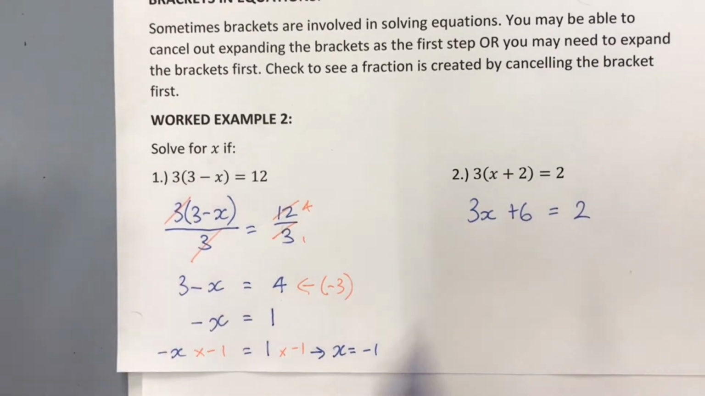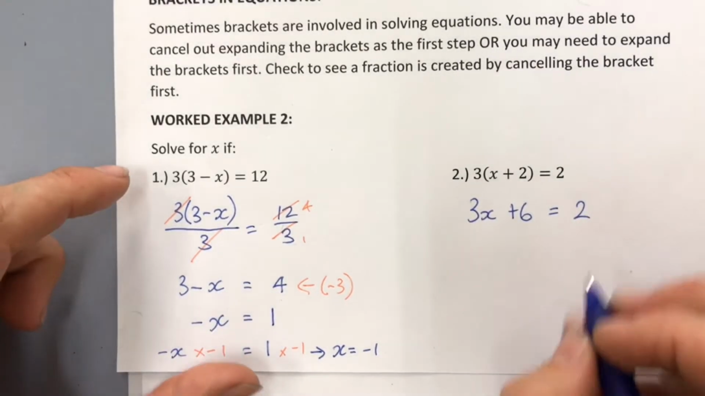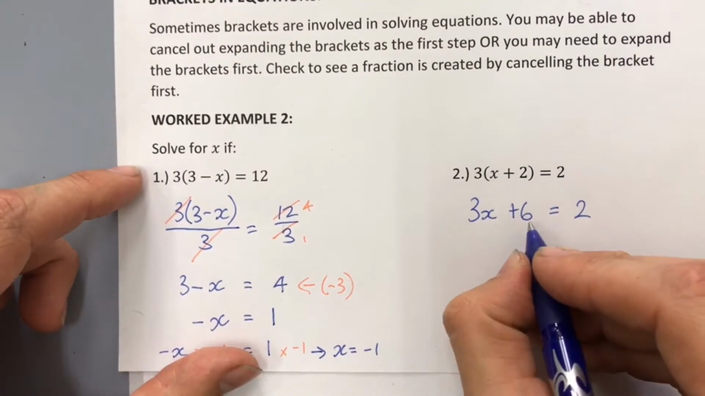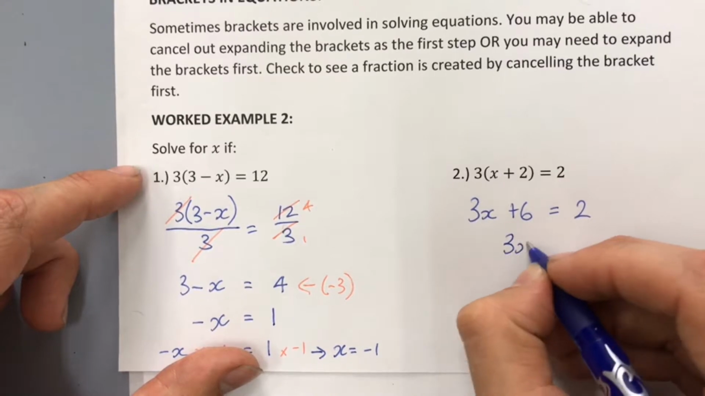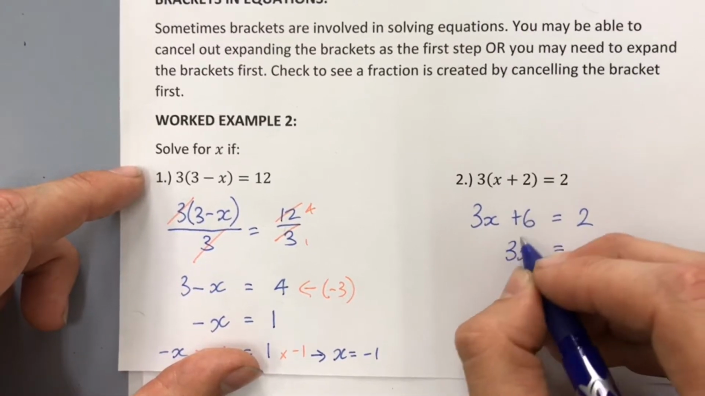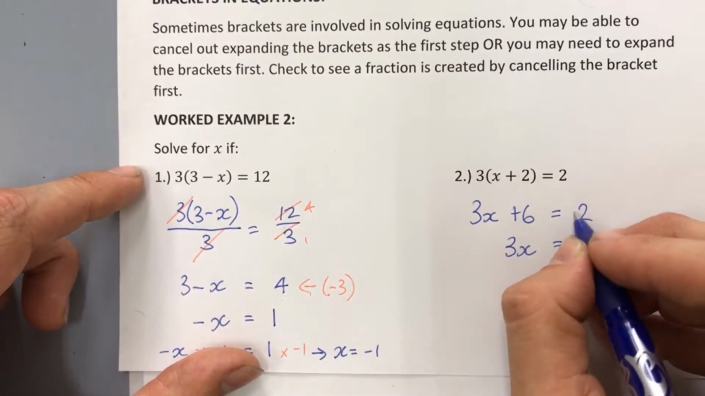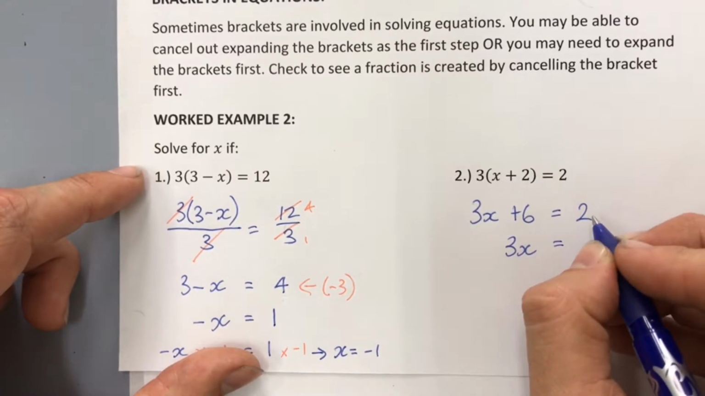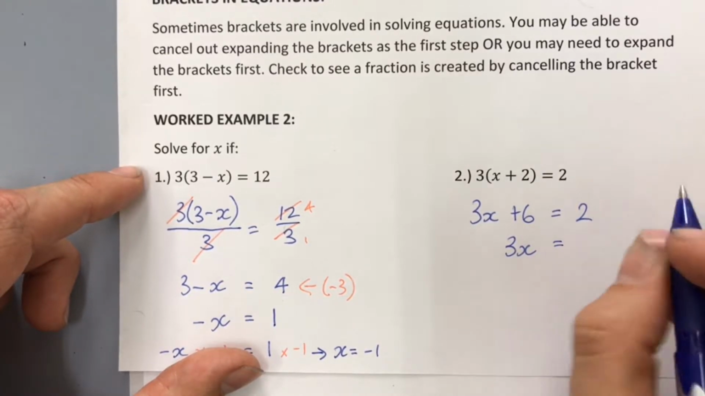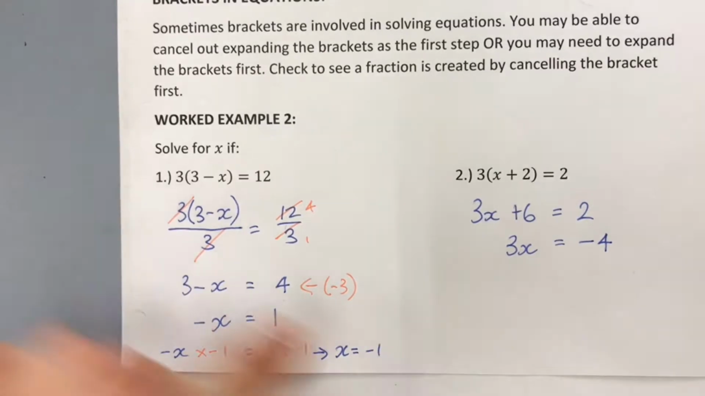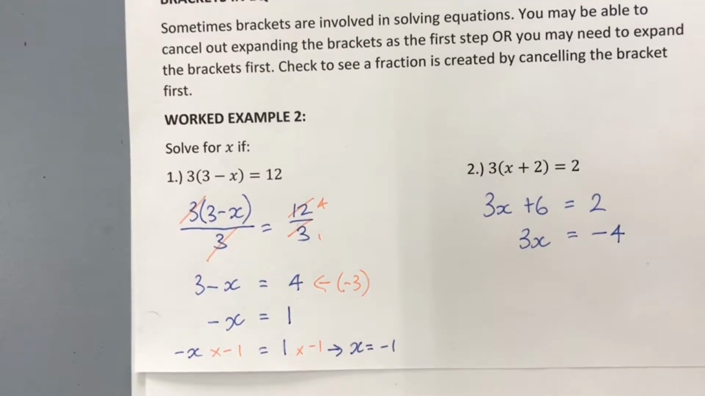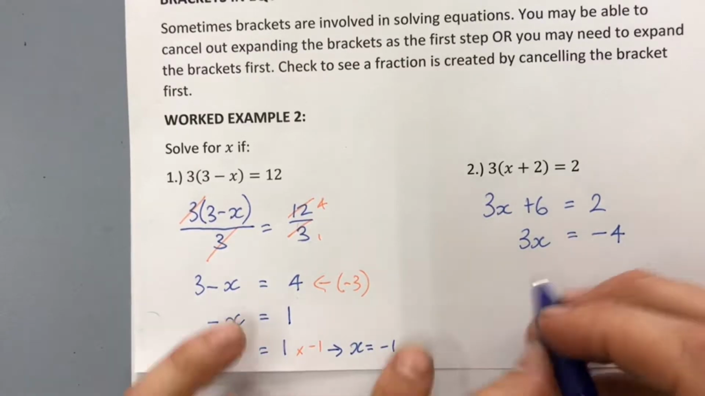Now we can look at just cancelling parts of this out in the same way and working through to get our answer. So 3x plus 6, we're going to want to take away 6 from both sides. Taking away 6 from this side gives us just 3x. Taking away 6 from 2 is going to give us what? -4. Now we've got 3 multiplying our x, so we're going to do the inverse of that, the opposite of that. We're going to divide by 3.